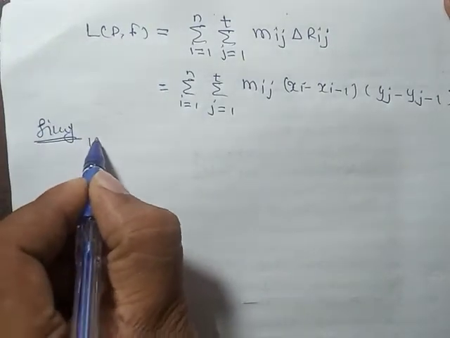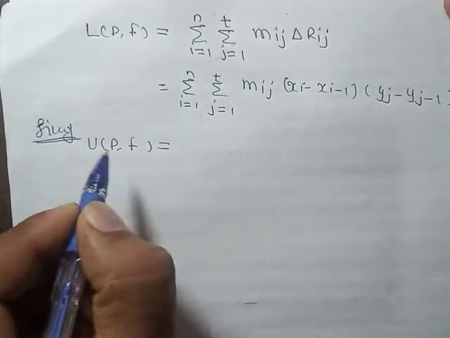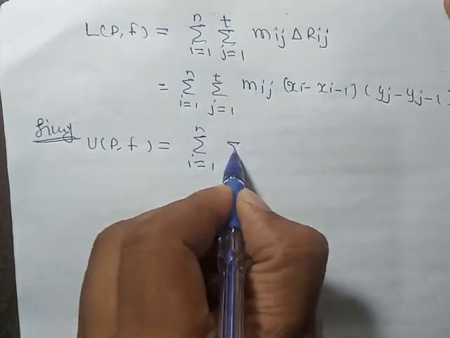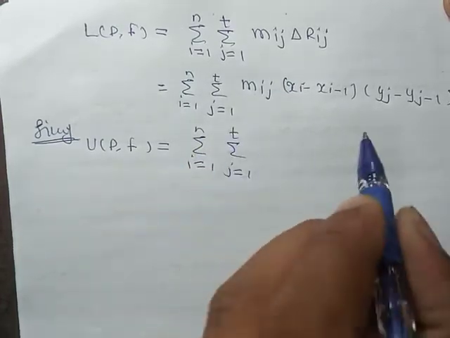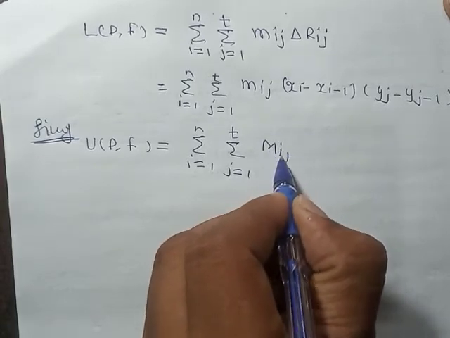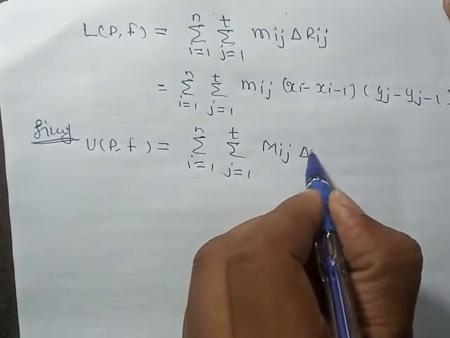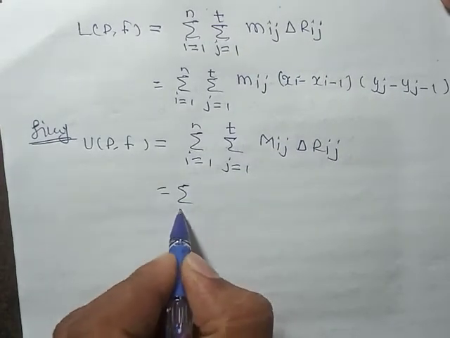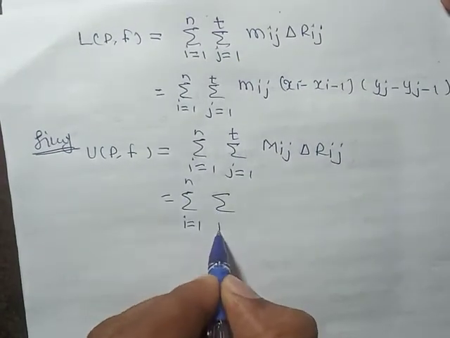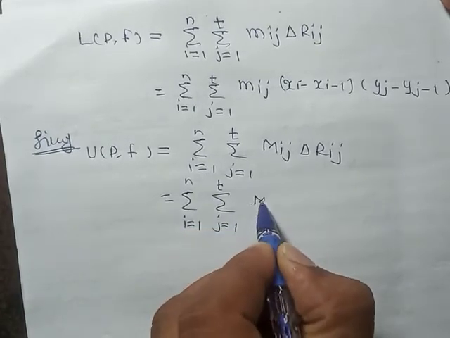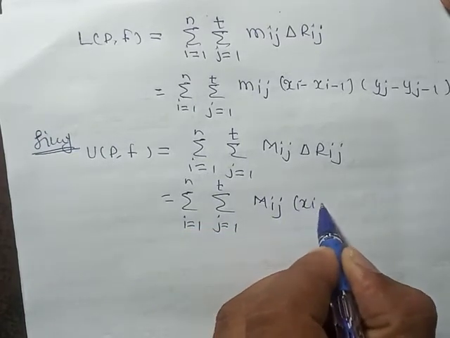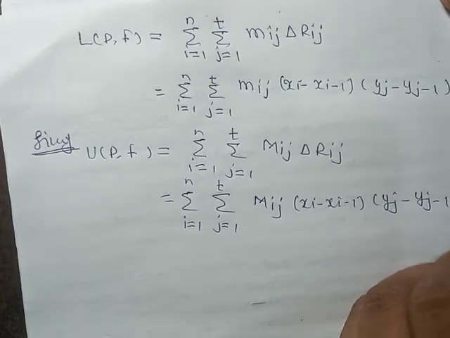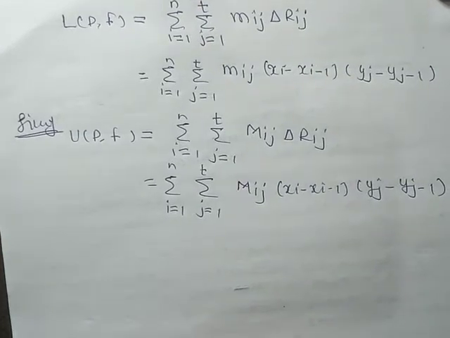Similarly, we can define UPF, which is nothing but the upper sum: summation i runs from 1 to n, summation j runs from 1 to t, capital Mij into delta Rij, which is equal to summation i from 1 to n, summation j from 1 to t, capital Mij into xi minus xi minus 1, yj minus yj minus 1.